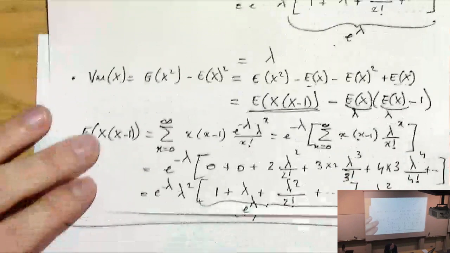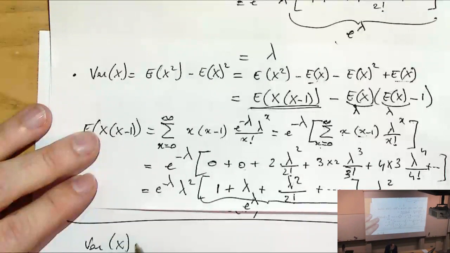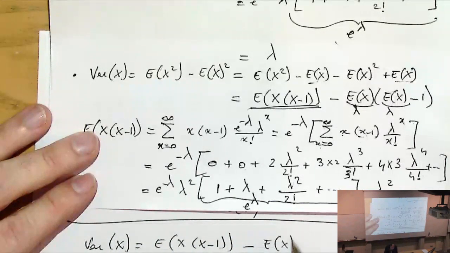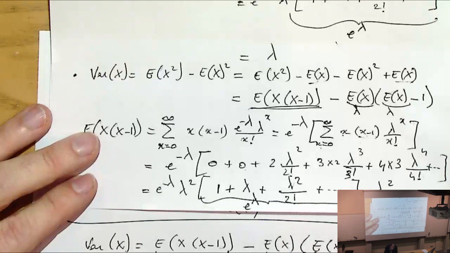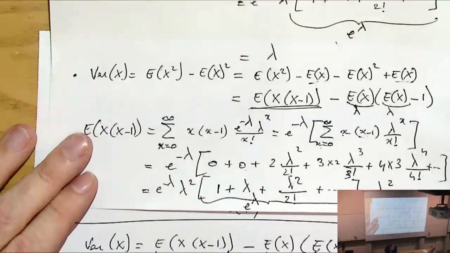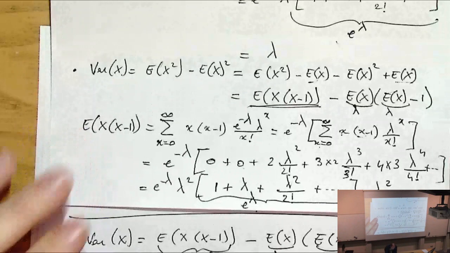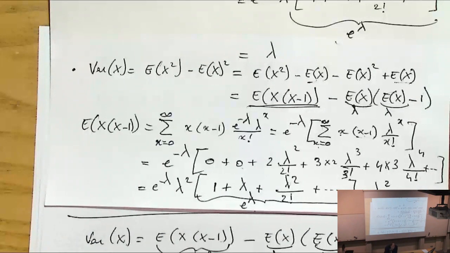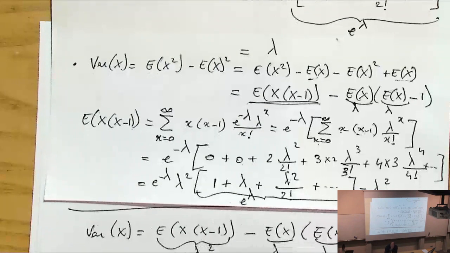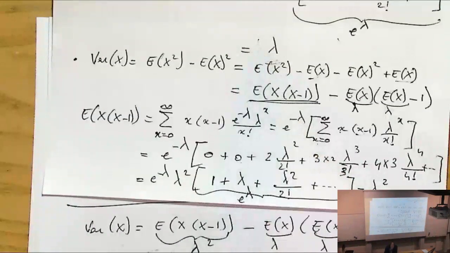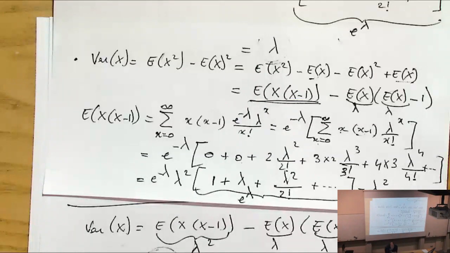Okay, so what we have now is that the variance of x is expectation of x multiplied by x minus 1, minus expectation of x multiplied by expectation of x minus 1. This is lambda squared, this is lambda, this is lambda. And so what you get from this is essentially that the variance is equal to lambda as well. So the expectation is equal to lambda, and the variance is equal to lambda as well. Okay?